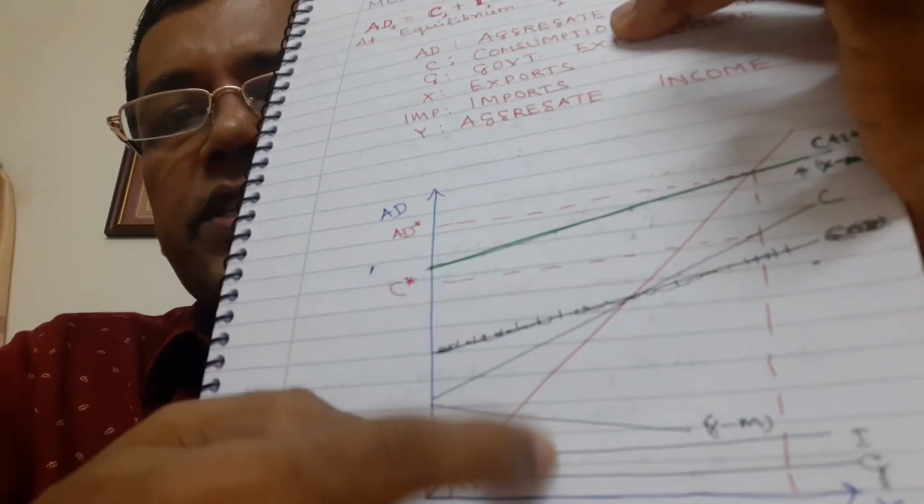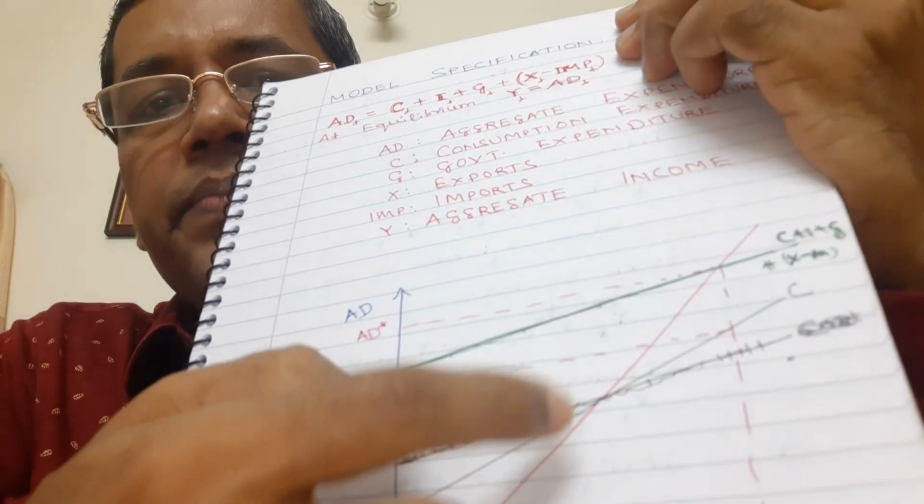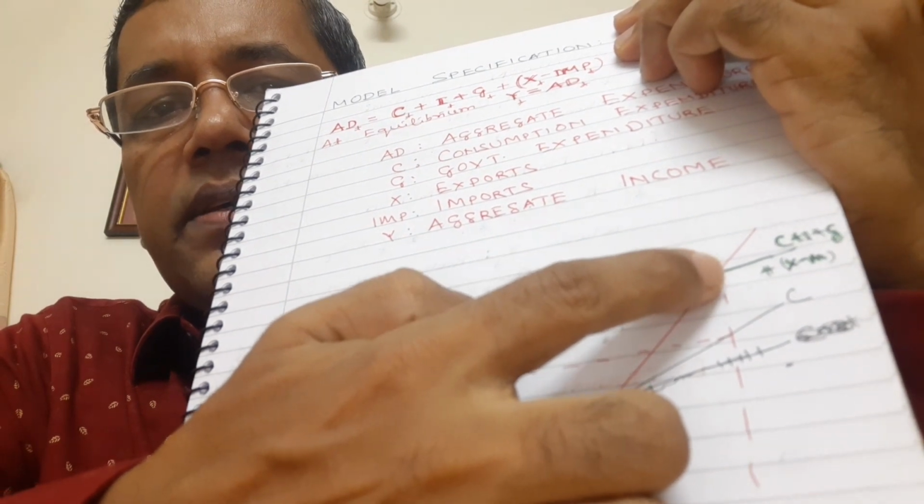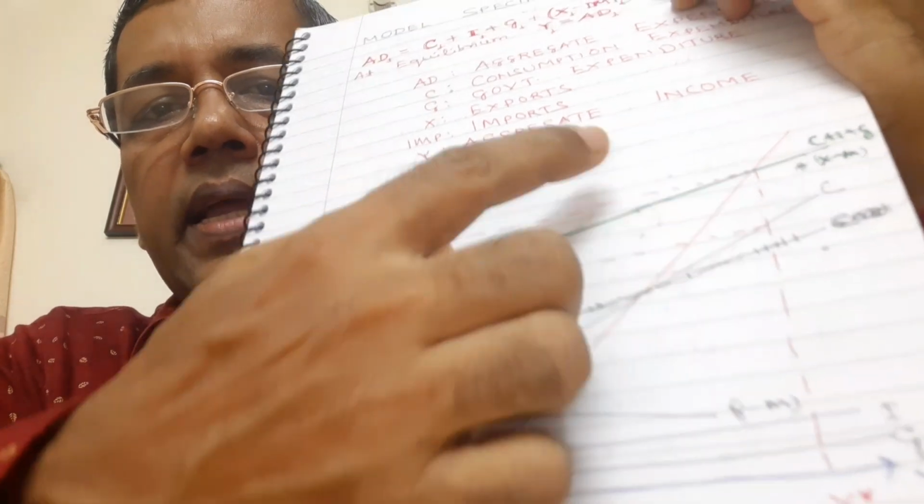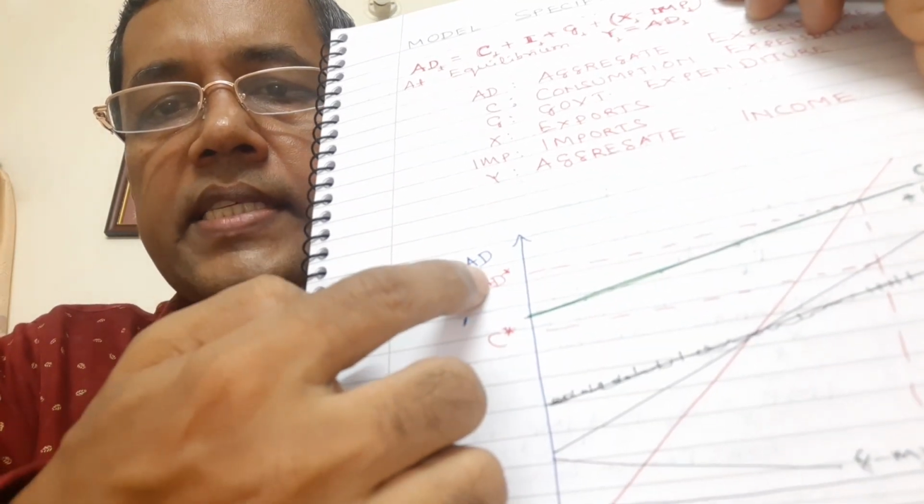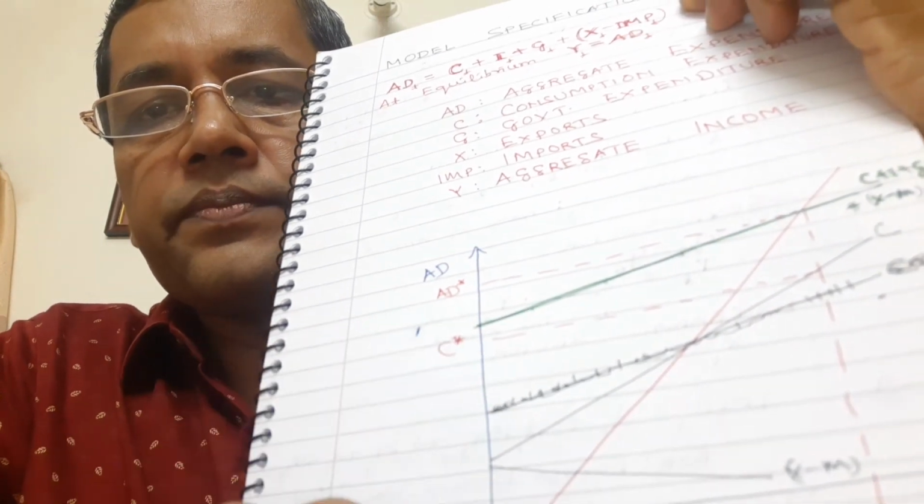So combining all the components of aggregate demand, we can have this green line which stands for actual aggregate expenditure, and corresponding to the equality, the point at which it intersects the 45-degree line, we get equilibrium income Y and equilibrium aggregate demand AD star, and correspondingly we can also know the equilibrium consumption expenditure. This is the traditional macroeconomic model as per the Keynesian framework, which we generally learn in our basic macroeconomics.